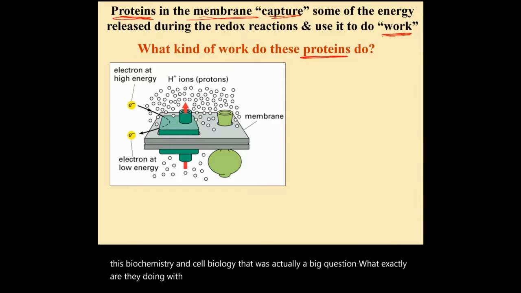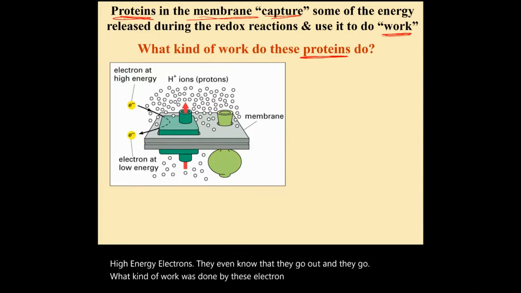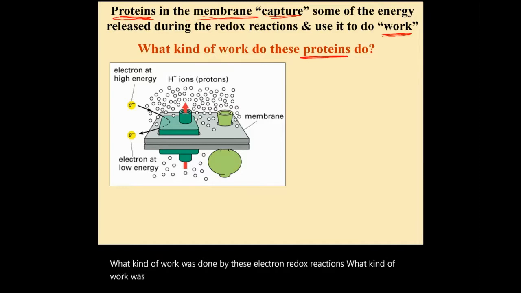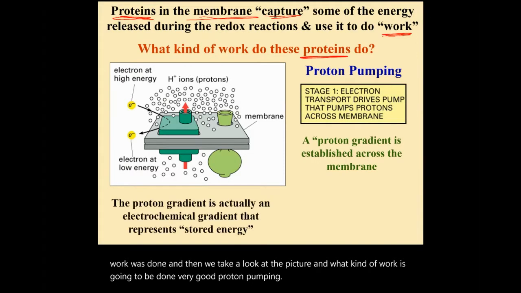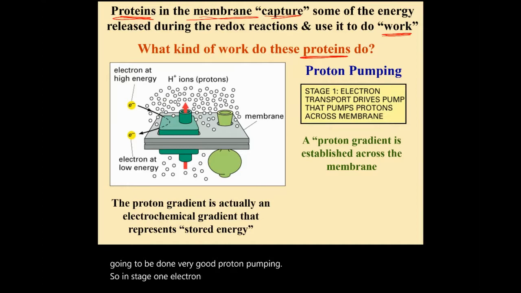They know electrons come in as high energy electrons. They even know that they go out, and they ask, what kind of work was done by these electron redox reactions? What kind of work was done? And then we take a look at the picture and what kind of work is going to be done. Very good. Proton pumping. So in stage 1, electron transport drives pumps that pump protons across the membrane.